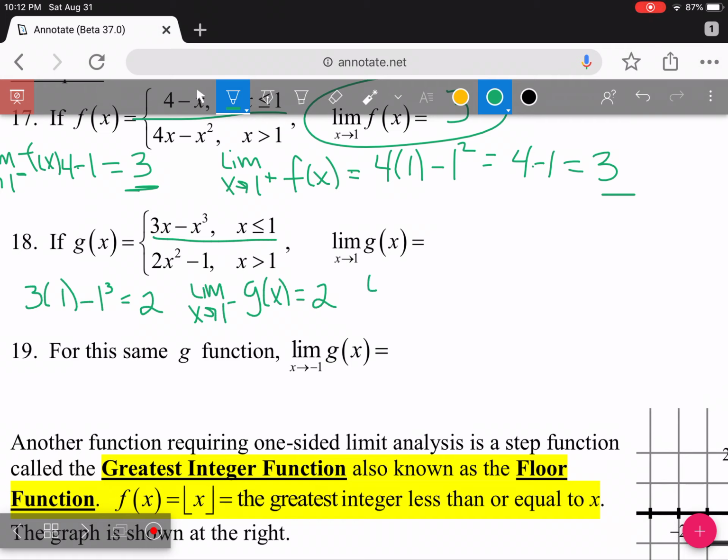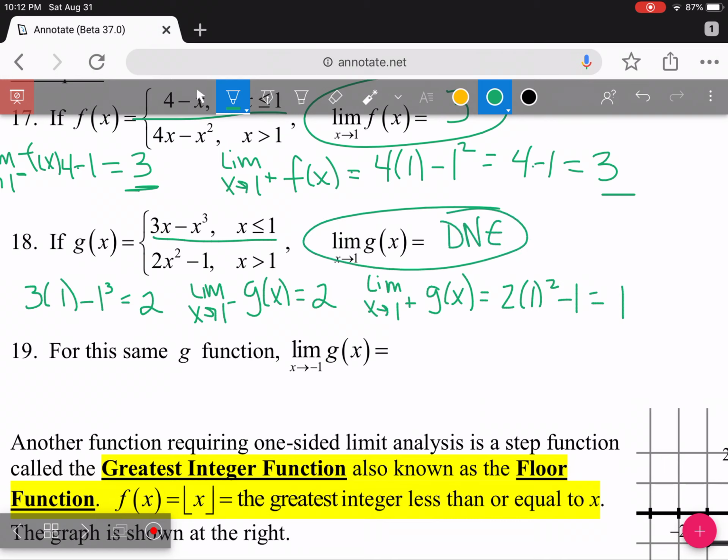So then let's find the limit as x approaches 1 from the positive side of g of x. And so we have 2 times 1 squared minus 1, which is 2 minus 1, which is 1. So from the left side we're approaching 2, and from the right side we're approaching 1. That means this limit does not exist, because this is a jump discontinuity.